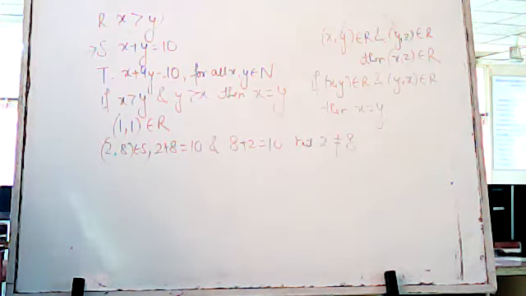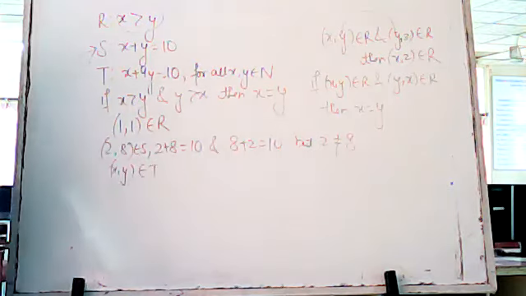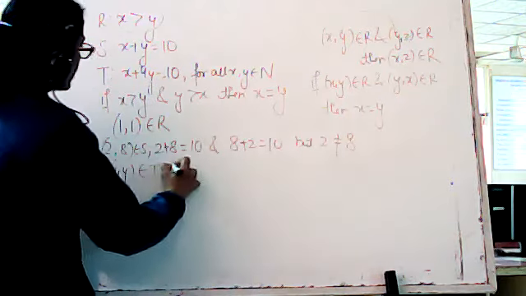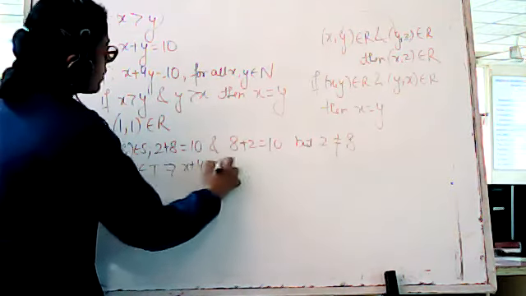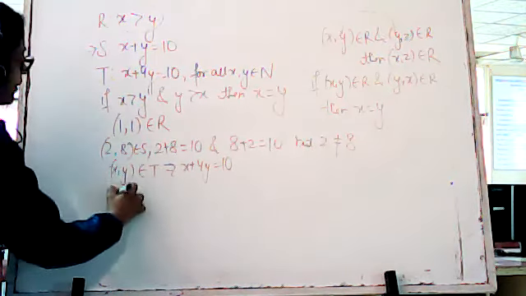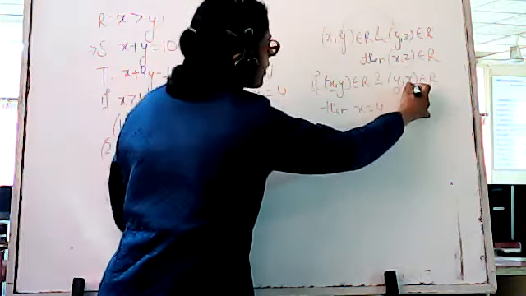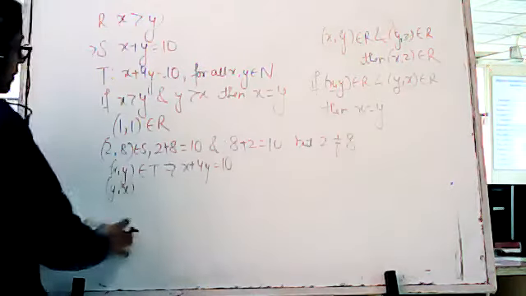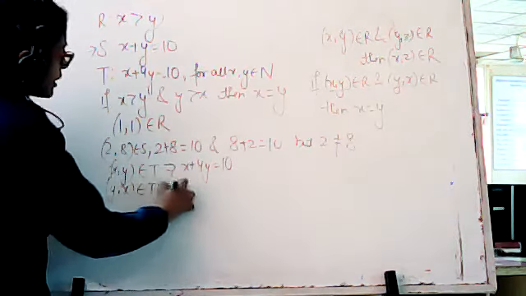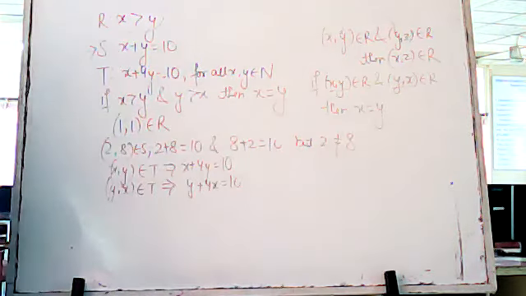After that, we will talk about T. Let ordered pair (x, y) belong to relation T. If ordered pair (x, y) belongs to relation T, then according to this relation, x plus 4y equals 10. Also, ordered pair (y, x). This was the condition: if ordered pair (x, y) belongs to R and ordered pair (y, x) belongs to R, then x equals y. Ordered pair (y, x) belongs to relation T implies that y plus 4x equals 10.